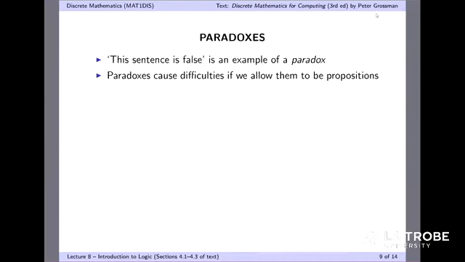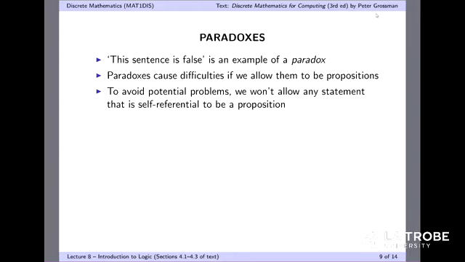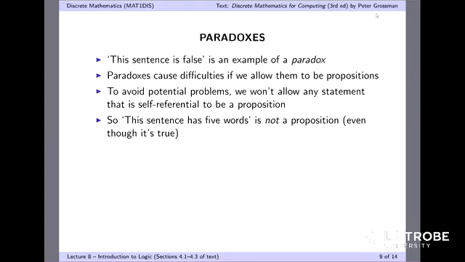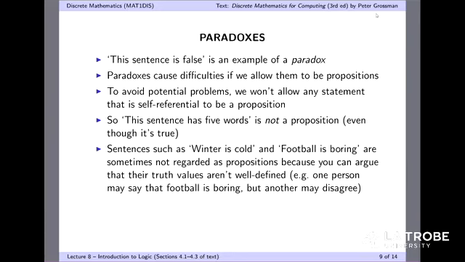Okay. Paradoxes. So this is an example of a paradox. Paradoxes cause difficulties if we allow them to be propositions. To avoid potential problems, we won't allow any statement that is self-referential to be a proposition. So that's in our head. If it's a self-referential statement we encounter, we would not deal with it when it comes to propositions. So this sentence has 5 words; although it is true, it's self-referential. It's not a proposition. We'll not consider them.